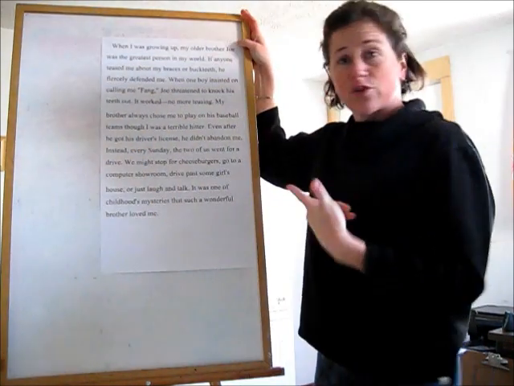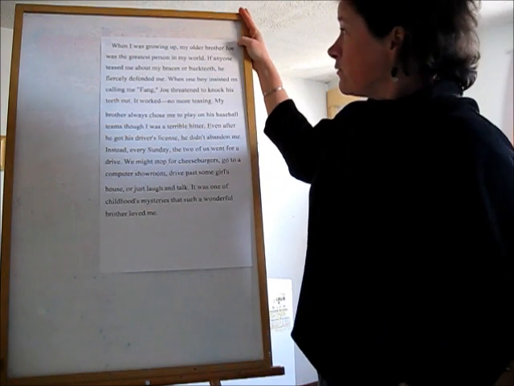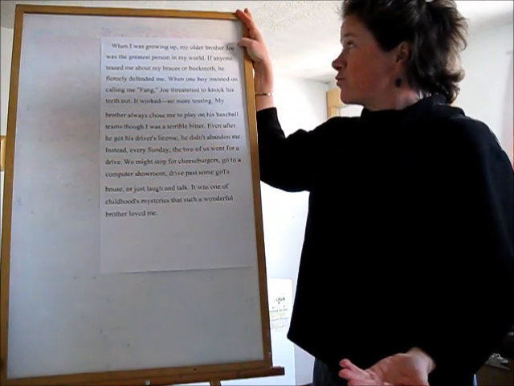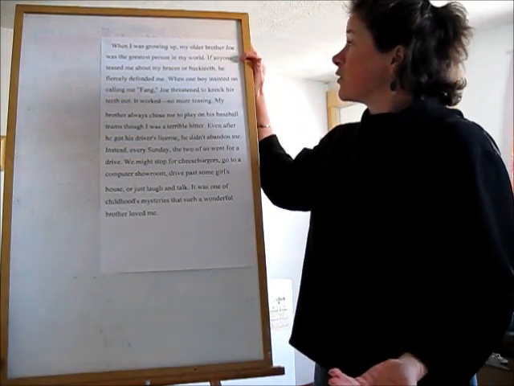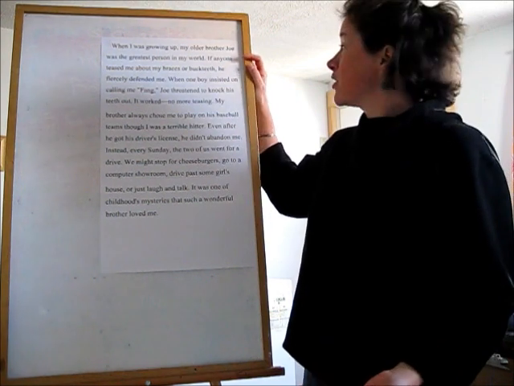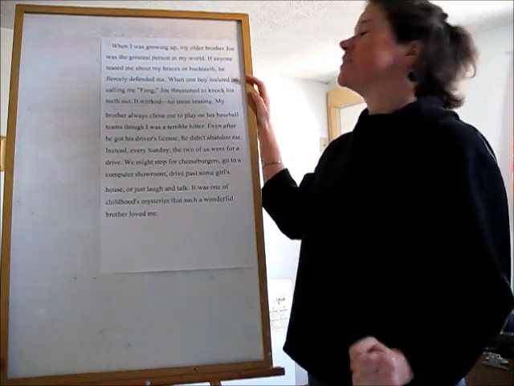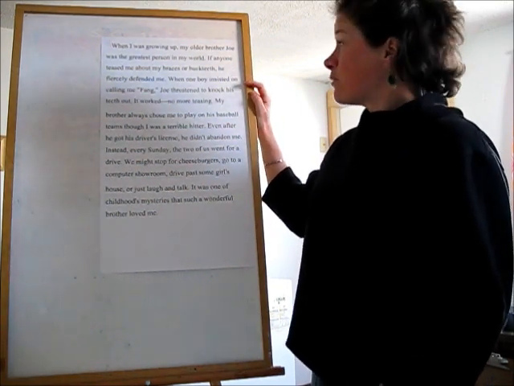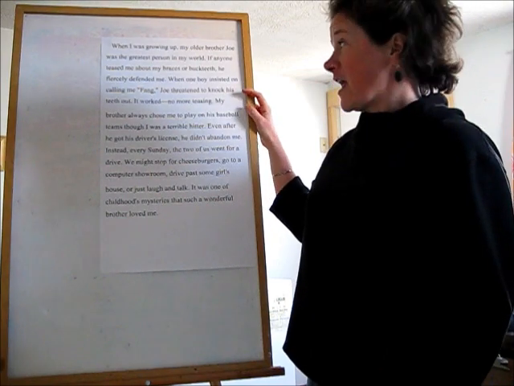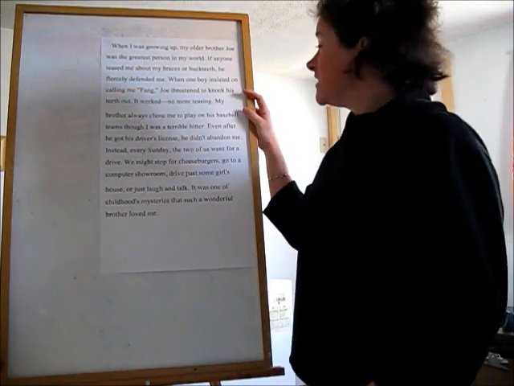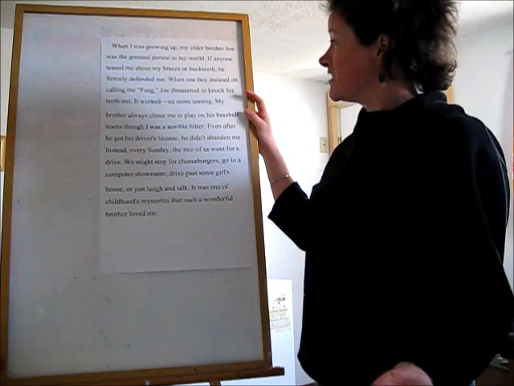Okay, so I'm just going to read this quickly. When I was growing up, my older brother Joe was the greatest person in my world. If anyone teased me about my braces or buck teeth, he fiercely defended me. When one boy insisted on calling me Fang, Joe threatened to knock his teeth out. It worked. No more teasing.